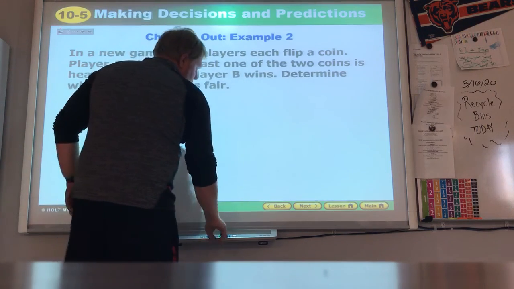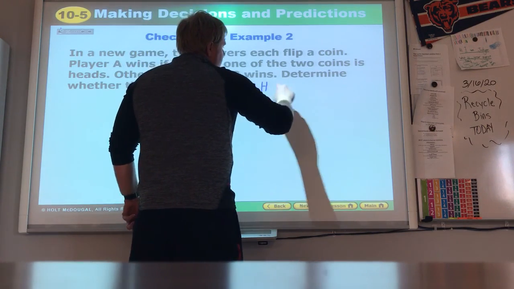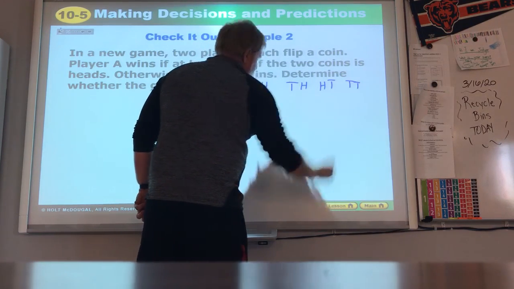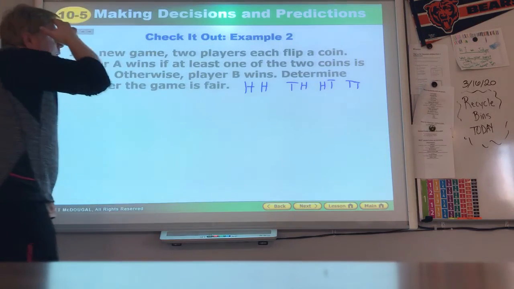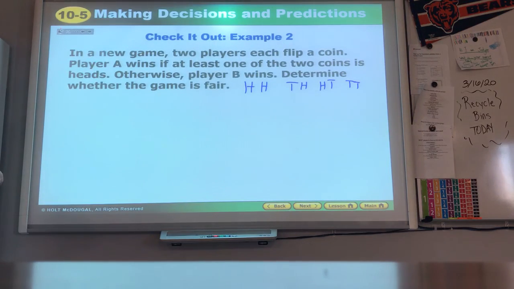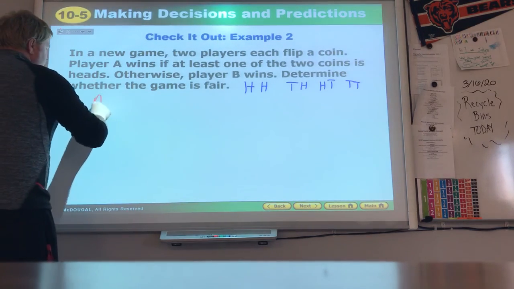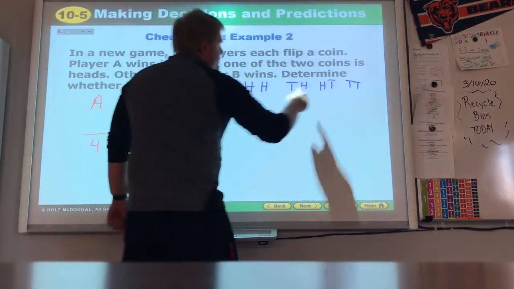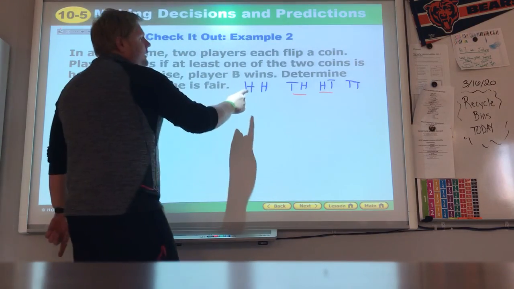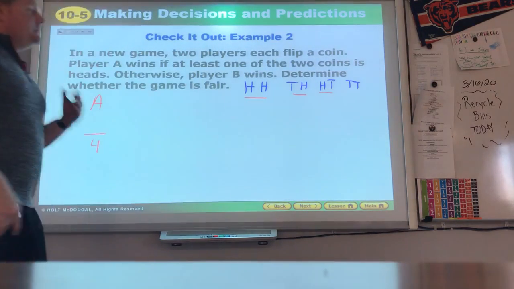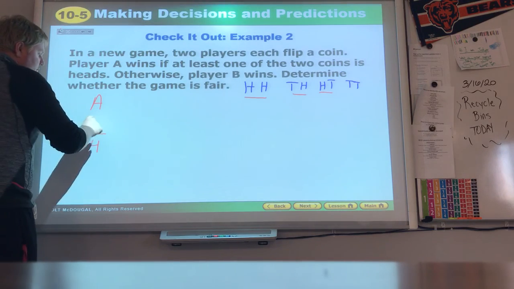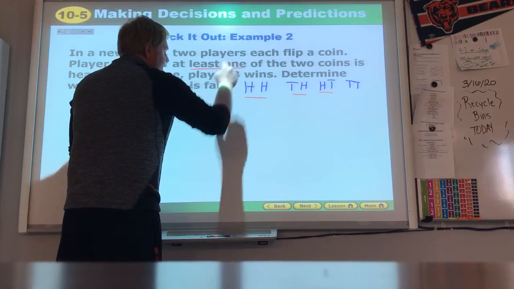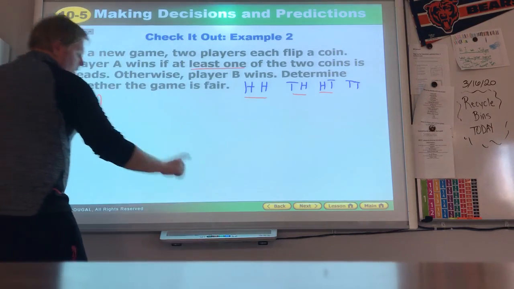At least. That's important. So, heads, heads. Tails, heads. Heads, tails. Tails, tails. So, player A wins if at least one. There are 4 choices here. At least one is heads. There's at least one here, at least one here, and there's at least one here. Because if there's more than one heads, that's at least one. So player A has a 3 out of 4 chance of winning. Reading is important. That at least one makes the difference.